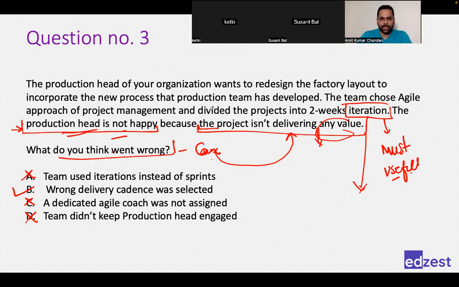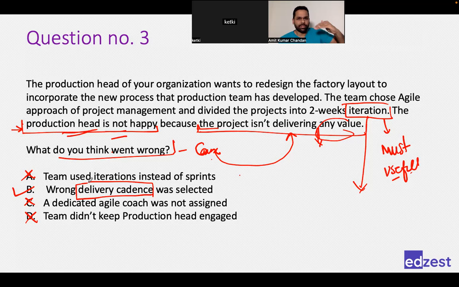Yes, Ketki, go ahead. Amit, quick one. Sorry, Amit. Can you just explain a little bit again about delivery cadence? Delivery cadence means delivery frequency. How many times will you deliver and what would be the duration of that delivery? For example, let us say that the building that you are currently sitting in was divided into a number of floors.